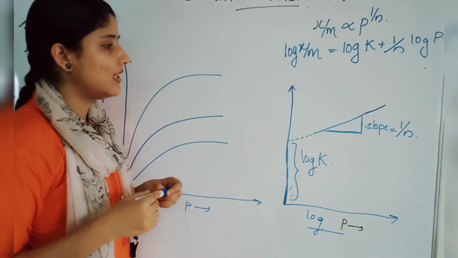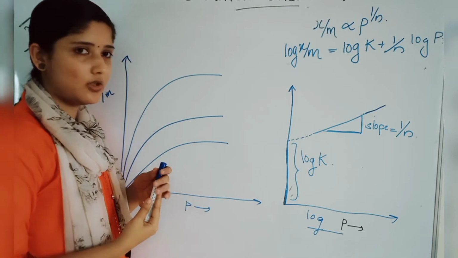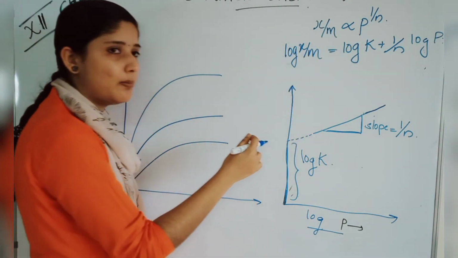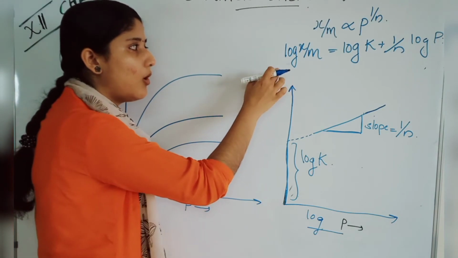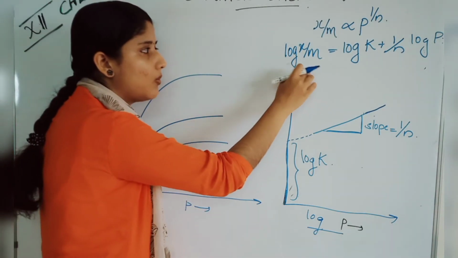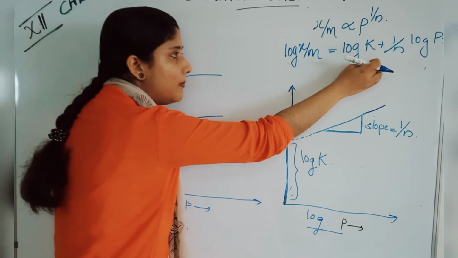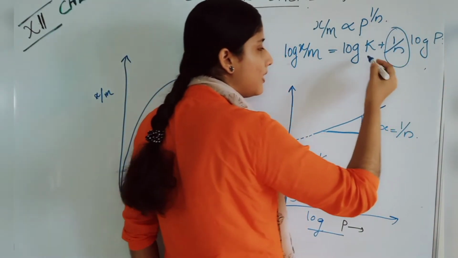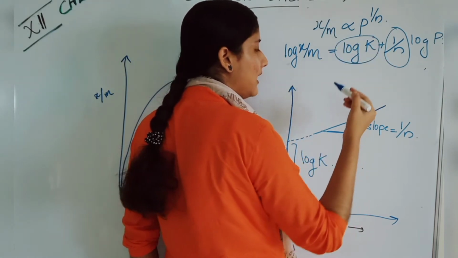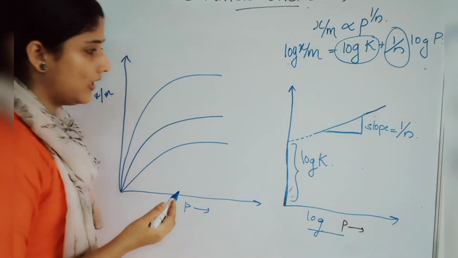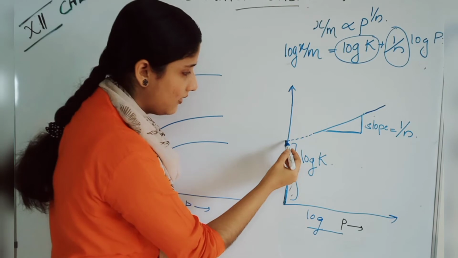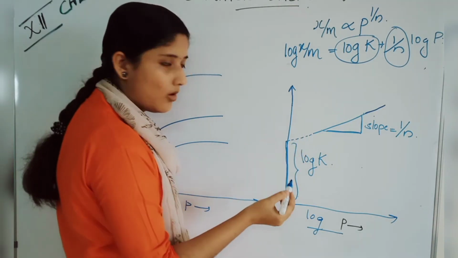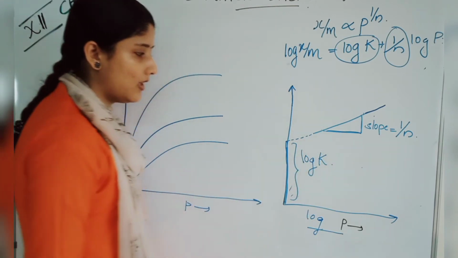Look children, these are both the graphs of the Freundlich isotherm, okay? We studied that x by m is proportional to P raised to 1 by n, and when we give log, what will we get? Log x by m is equal to log k plus 1 by n log P, where 1 by n is the slope, log k is the y-intercept. Okay, and we will draw this graph. Here this value we will get log k, this distance. Okay, and the slope will be 1 by n.